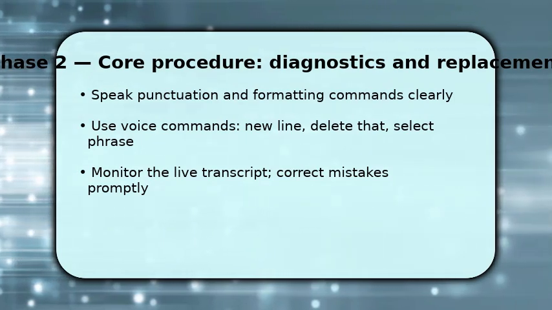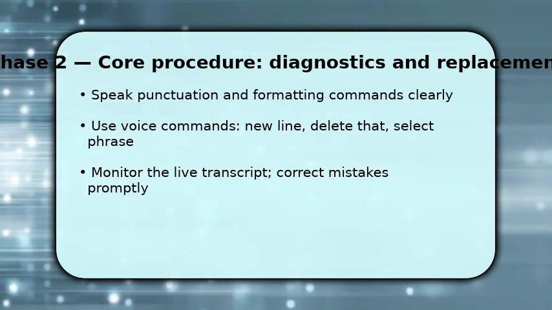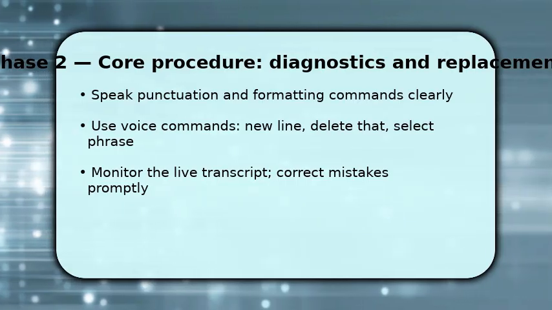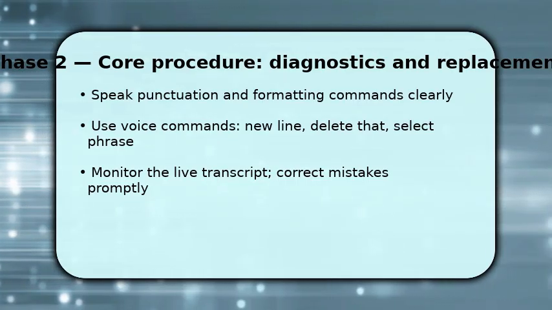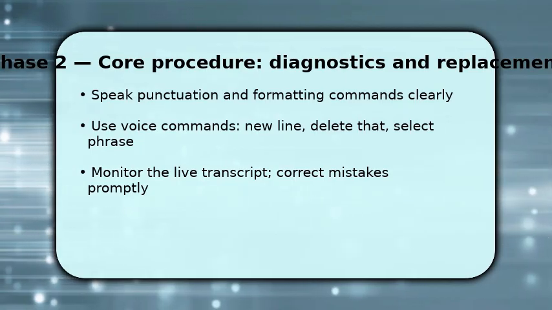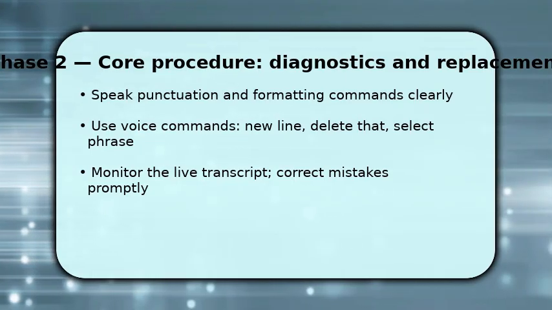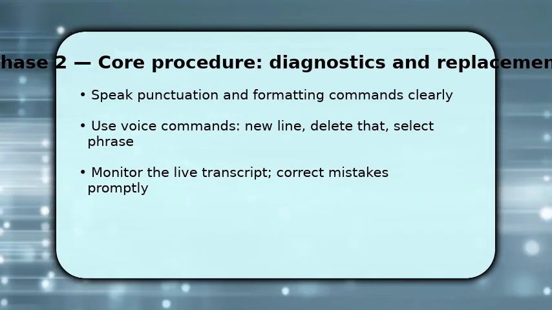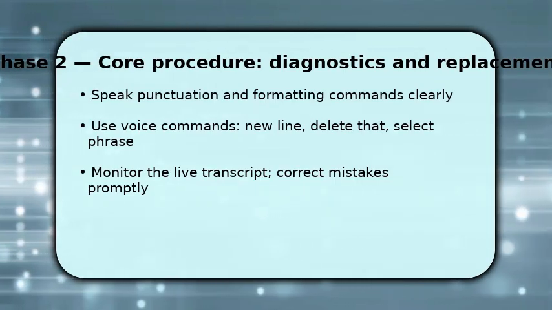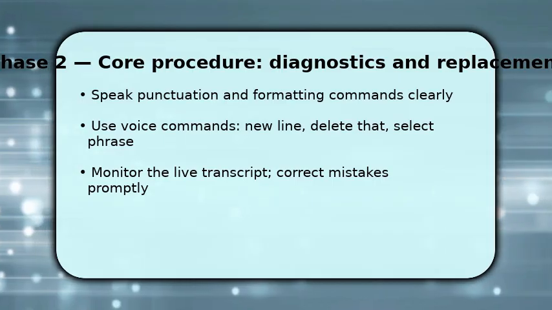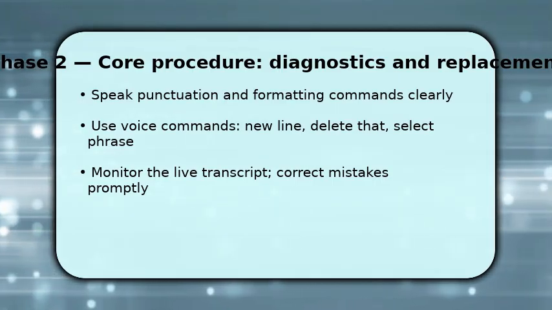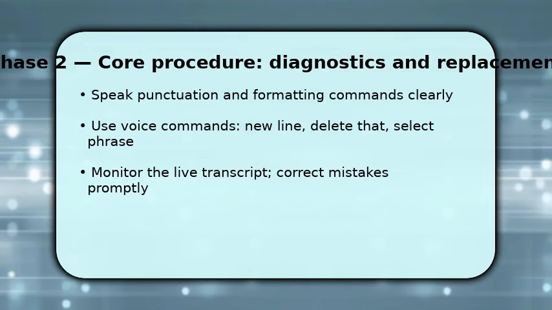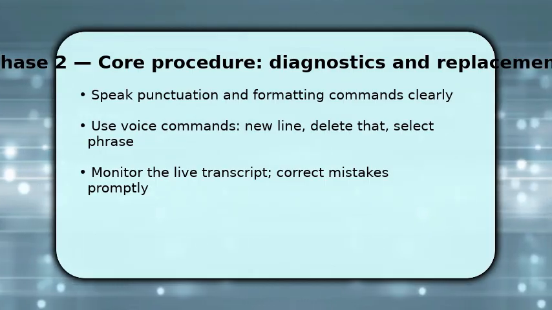Say punctuation and formatting commands, for example, new line, new paragraph, comma, colon, so Word inserts them correctly. Use commands like select that, delete that, or replace Word with WORD to fix specific parts. Once done dictating a sentence, glance at the live transcript to catch misheard words and correct them by voice or keyboard, because quick corrections improve future accuracy.